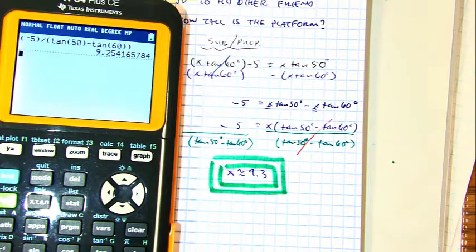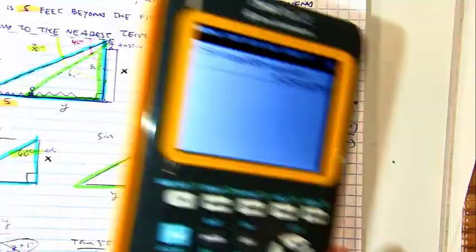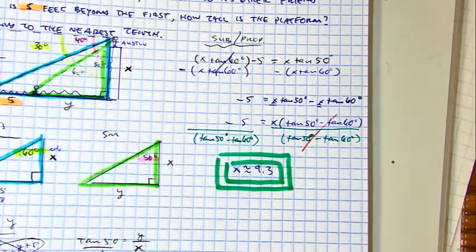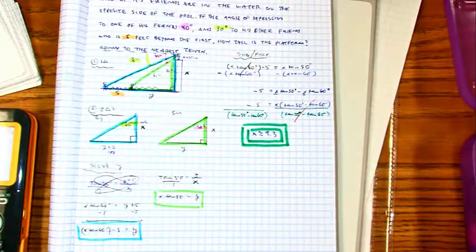Austin is diving off. I don't know if you guys realize, 9.3, is that meters or feet? Feet. Oh, feet. Okay. Not too bad. Jumping off the basketball hoop. Take your time.